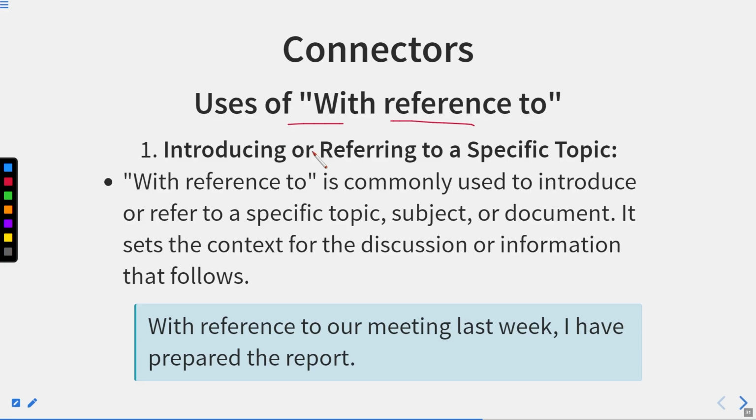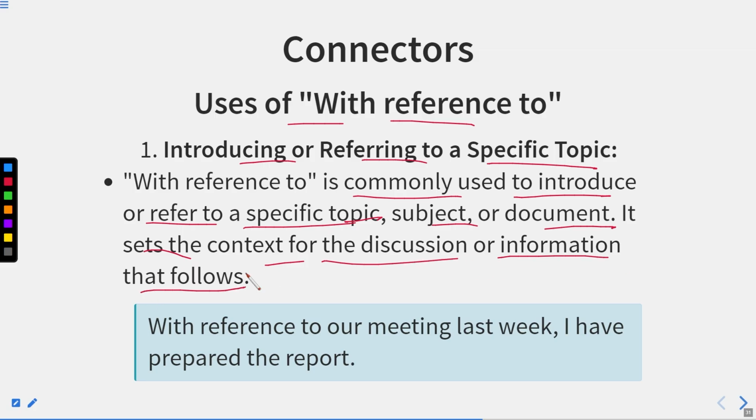Now, uses of with reference to. Introducing or referring to a specific topic. With reference to is commonly used to introduce or refer to a specific topic, subject, or document. It sets the context for the discussion or of information that follows. Now, if we have a document, we can say with reference to this topic. This can be said. For example, suppose I'm just giving you a situation.